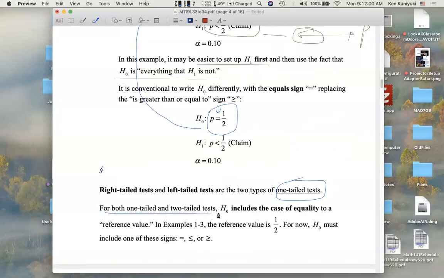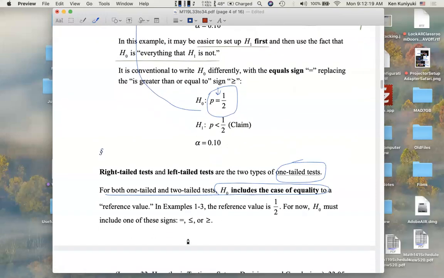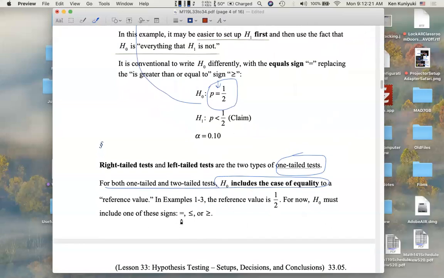And for both one-tailed and two-tailed tests, the null includes the case of equality, which is a reason why, for the null hypothesis, you almost always see written or typed the parameter equals the reference value, in this case, 1/2. Now, in principle, a null hypothesis can consist of any one of these signs, an equal sign, or these inequality signs, but for all practical purposes, we tend to write that.